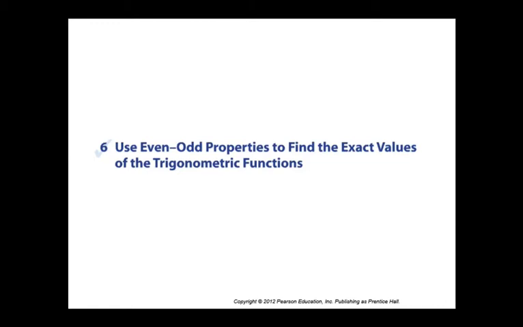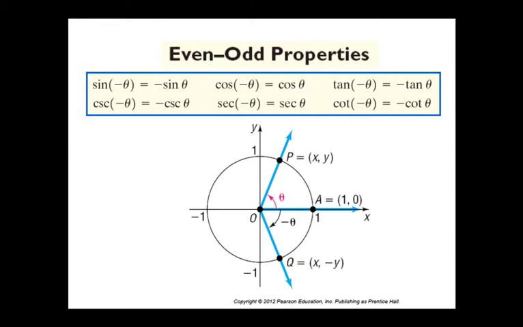Use even/odd properties to find exact values of a trig function. Well, in this case here, all we're doing is changing the actual look of the equation. As you can see, we have a sine of a negative angle is equal to the negative sine of an angle. All we're doing is pulling the negative sign out from within inside the brackets.